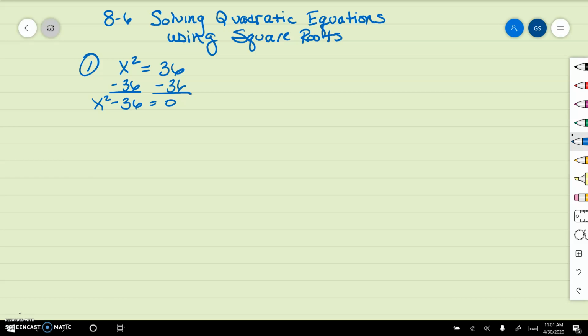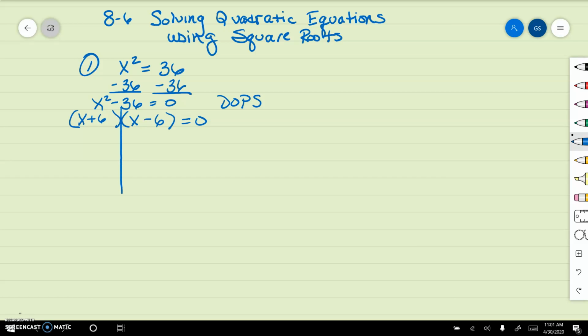All right, now what happens here is we have to decide what kind of factoring we're going to do. So this is x squared, which is a perfect square, and 36, which is also a perfect square. So we're going to do difference of perfect squares. So what happens here is you double bubble, set those double bubbles equal to 0, and we are going to have x plus 6, x minus 6.